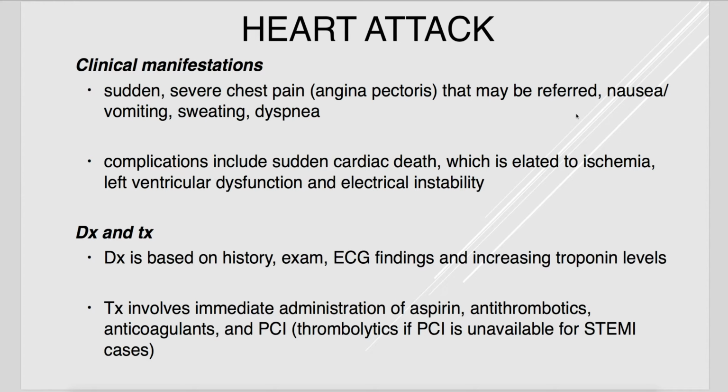So diagnosis: EKG, history, exam, and of course troponin. You'll see increased troponin levels, which is a protein that will be released from these dead cells. Treatment: administration of aspirin, blood thinners, antithrombotics, PCI. You will use this mostly for STEMI cases where you have an ST elevation myocardial infarction. That's basically a cath. But if that's unavailable at the moment, you would give a thrombolytic to try to break up the clot as quickly as possible.